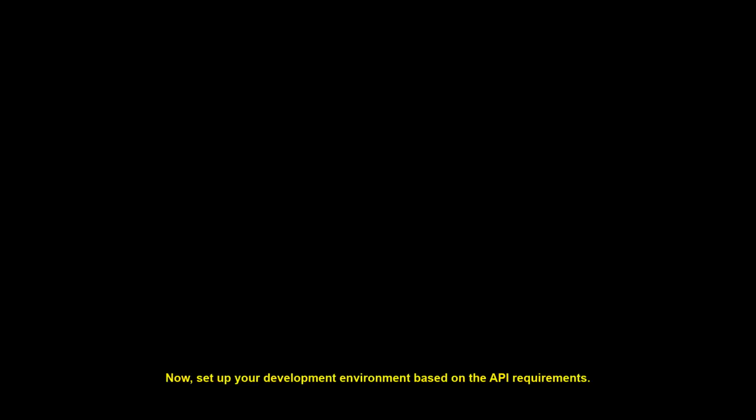Now, set up your development environment based on the API requirements. Install any necessary libraries or tools that facilitate API integration. Write a simple script to initiate a test connection to the API. Use your API key within the request header to authenticate.